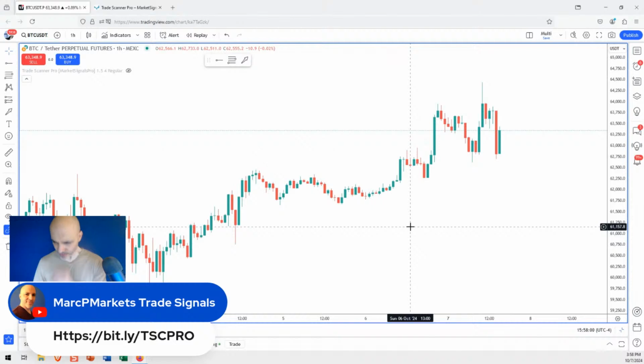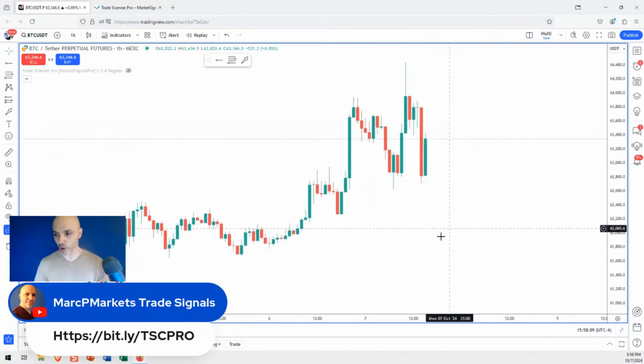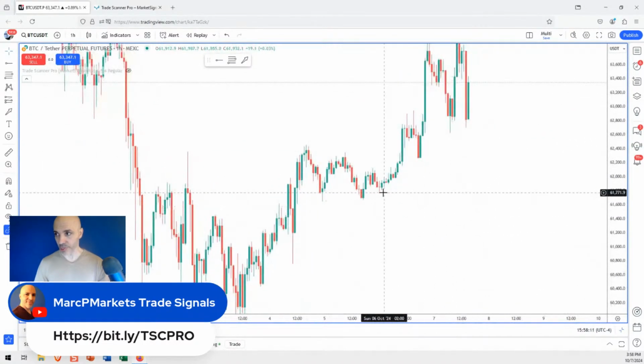All right, now, so I'm using the 1 hour chart to get context for my 1 minute chart. Following me so far? So let's move forward. This is my 1 hour chart. The trend is pretty clear to see here. Now, my trade scanner is off on this. I'm going to turn it on. All right, I turned it on.